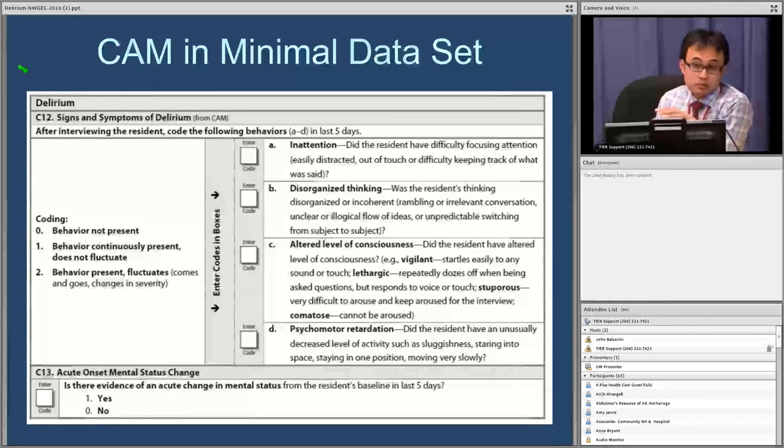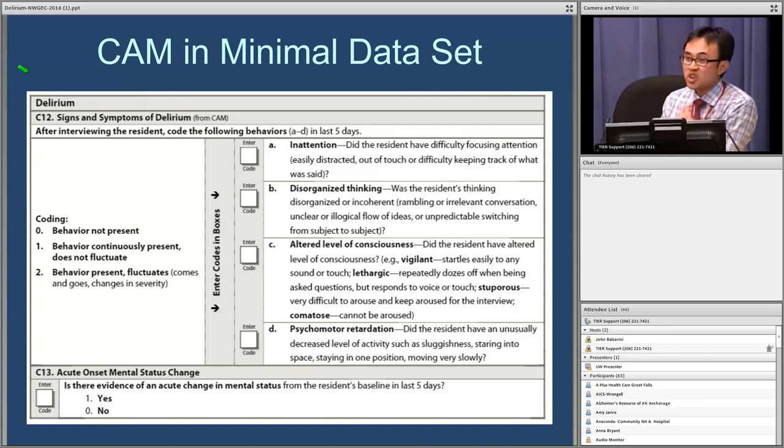Not only is the CAM used in multiple different settings, particularly in the hospitalized setting, but it's actually incorporated into the long-term care setting as well. And so for those of you who practice in the long-term care setting, you're very familiar with the minimum data set. It's a quality indicator that's required by the federal government if you receive Medicare funds, that you do this assessment in your residents who live there. And this is what they have to do. The CAM is actually part of the minimum data set.